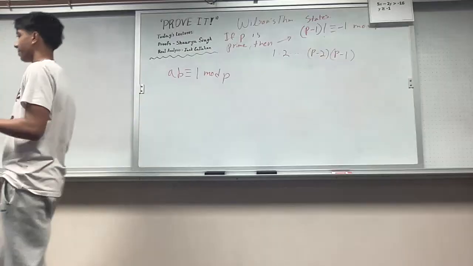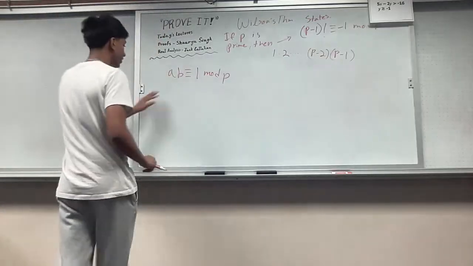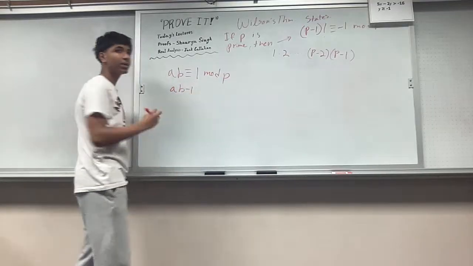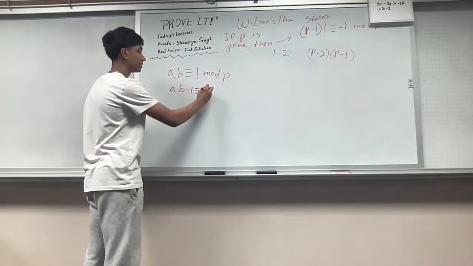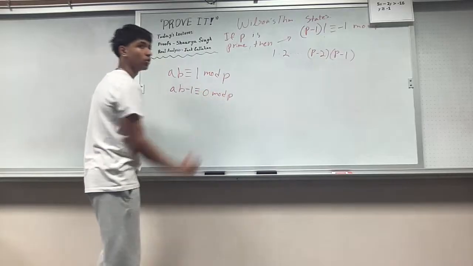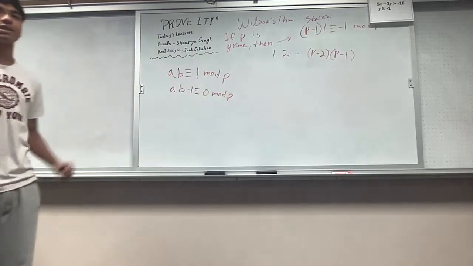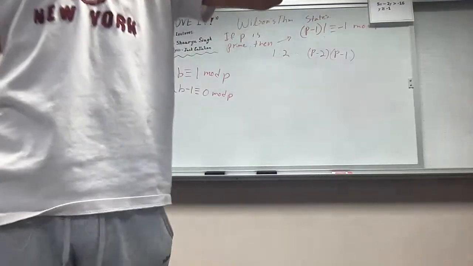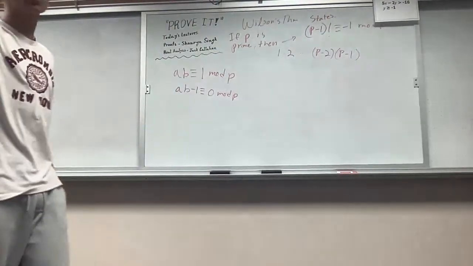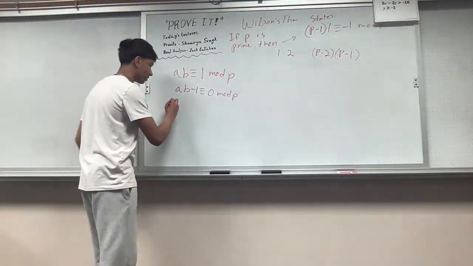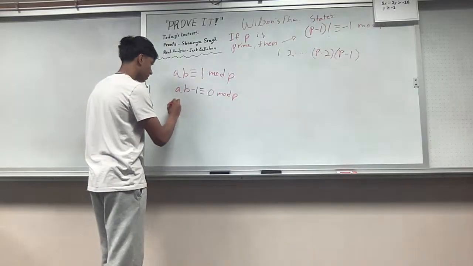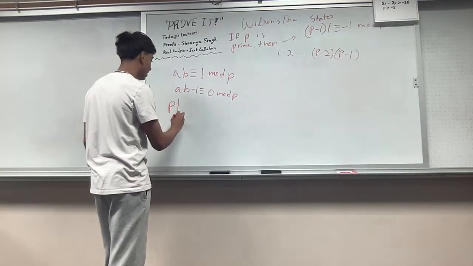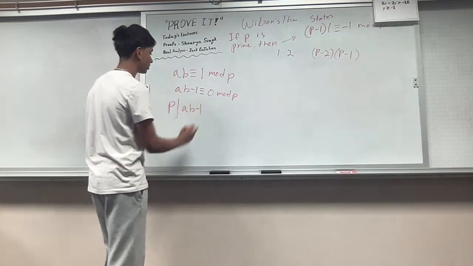Are you good with that? Okay. From here, we could say AB minus 1 is congruent to 0 mod P. When something is congruent to 0 mod P, what does that mean? It's divisible by P. In other words, P divides AB minus 1.